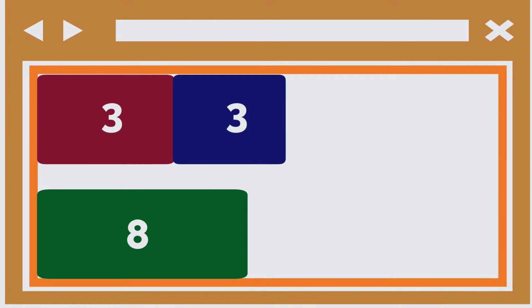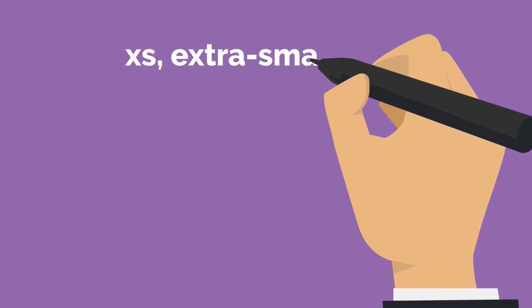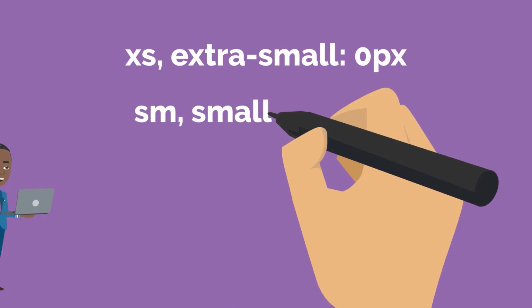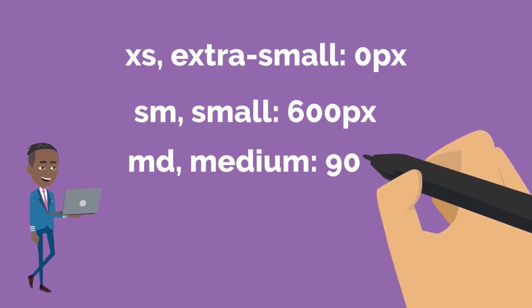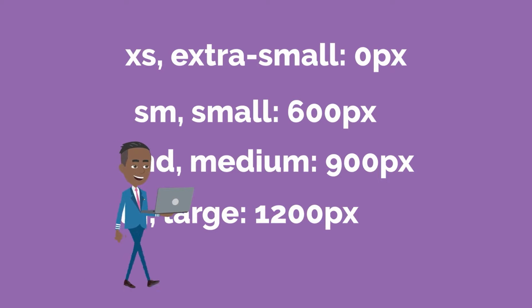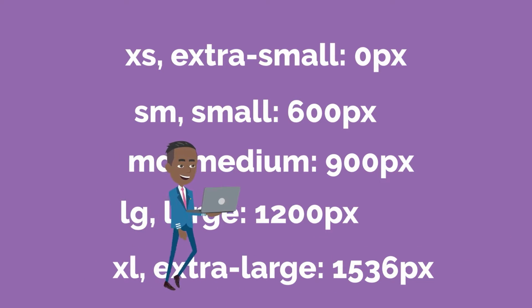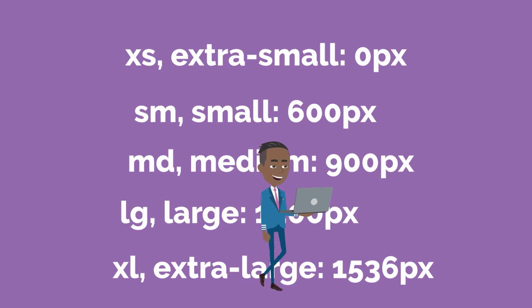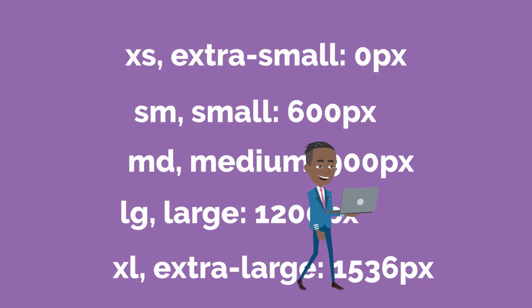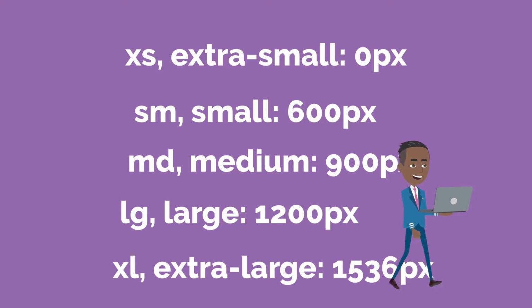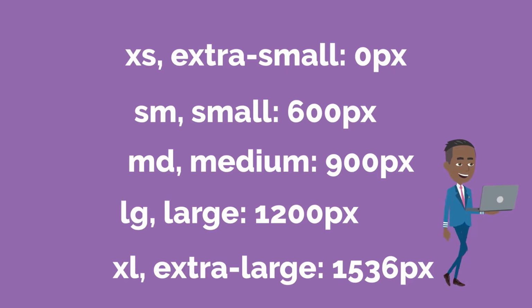So these are the breakpoints we have in Material UI. XS simply means extra small, that is 0 pixels. SM is small, MD medium, LG large, and XL means extra large. So let's say on a medium screen, it should take 6. Then the other one will be 3, right?